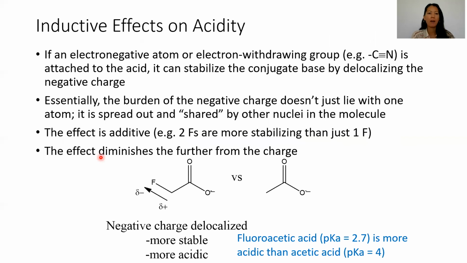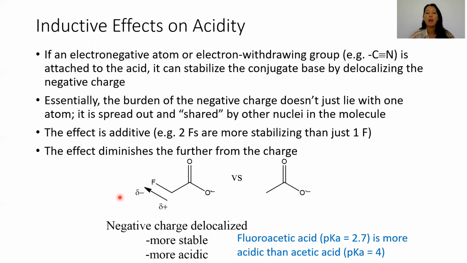So if you have some sort of electronegative atom or some sort of electron withdrawing group, such as a nitro group, NO2, or CN, these like to withdraw electron density, that can stabilize the conjugate base because it spreads out the negative charge. I can draw a dipole from the C to F here, and it pulls negative charge throughout this molecule, spreading out. And essentially what happens is that burden of the negative charge doesn't just reside on the O's or throughout here, but it could be shared.